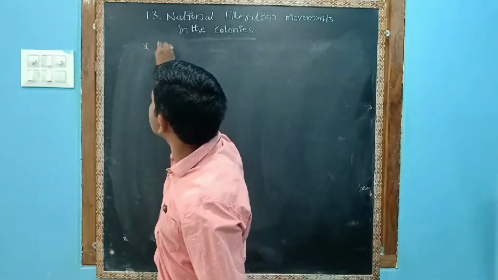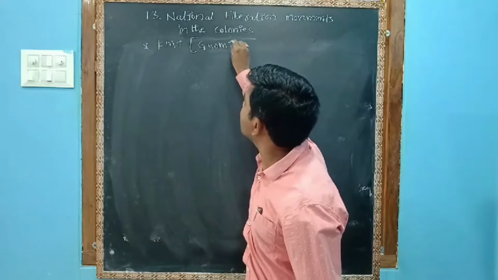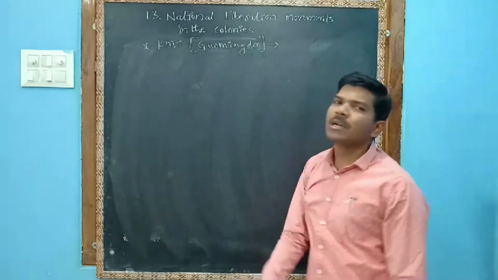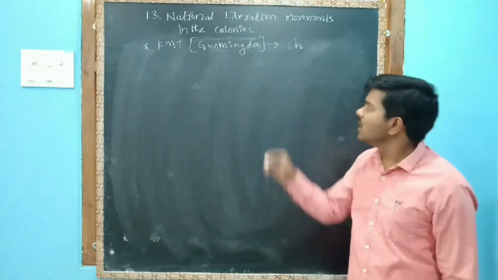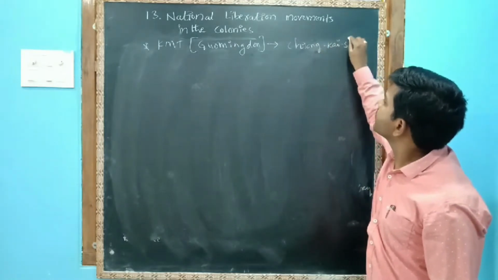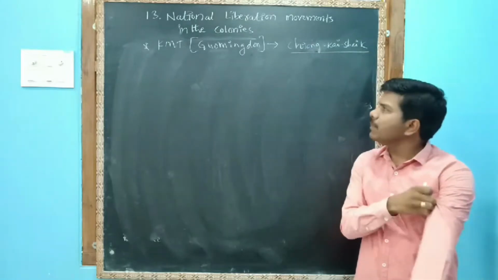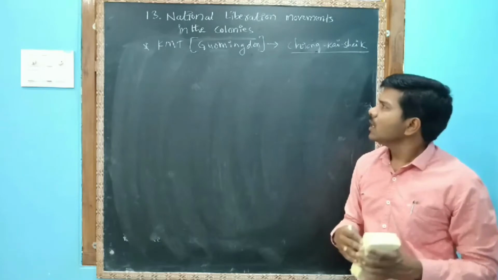Next, let us see about the Kuomintang Party, or KMT Party. This KMT Party is also called Kuomintang. After the death of Sun Yat-sen, Chiang Kai-shek, very very important, became the leader of the Kuomintang Party.